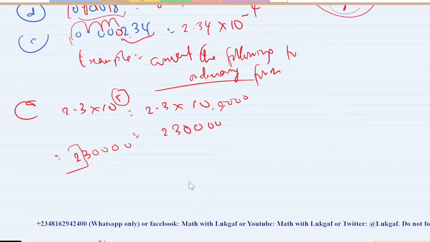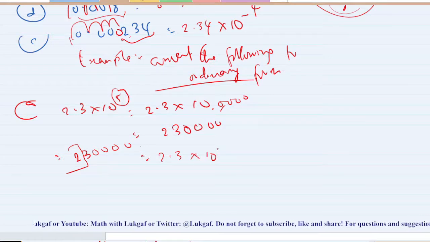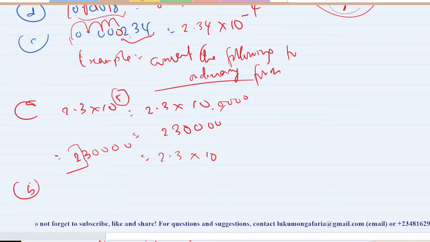To convert it back is not difficult. It is the same thing as 2.3 multiplied by 10 raised to power, and this will be a positive integer. So then you remove the decimal point and count the number of digits. That is as simple as that.